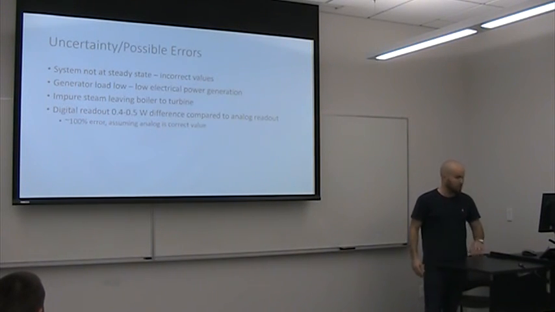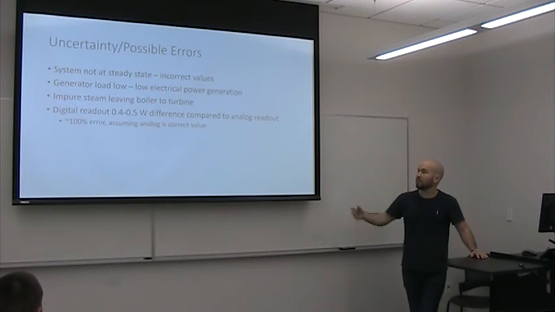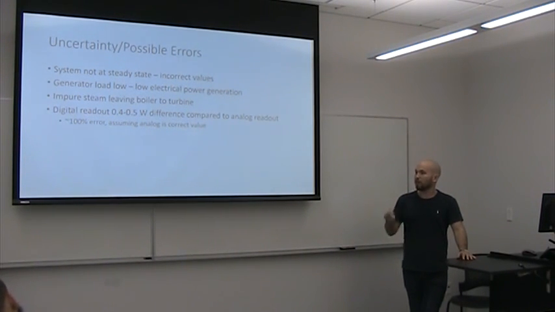Some possible errors that we could have had with our system are that we may not have actually been in steady state, we just kind of assumed it. We could have had low load on the system, on the generator, and this could have caused us to have really low output of power. We could have had impure steam going into the turbine, and this gives you the kicks, where you have a sputter of the system, like water hitting the turbine, and it's not creating as much power at that point.